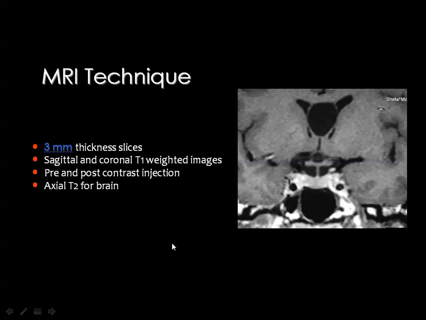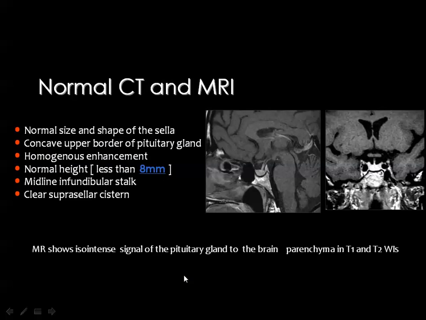And as I will mention after that, we also include the dynamic study in the coronal plane, which means that we rapidly scan the area of the pituitary gland after injection of a bolus of contrast media, so that we can differentiate the enhancement of the pituitary gland from other lesions occurring inside the gland itself. And this is the normal appearance of the pituitary gland.